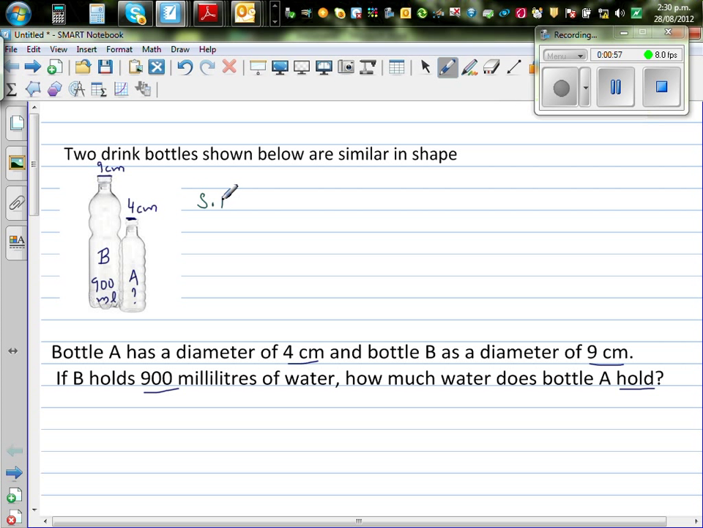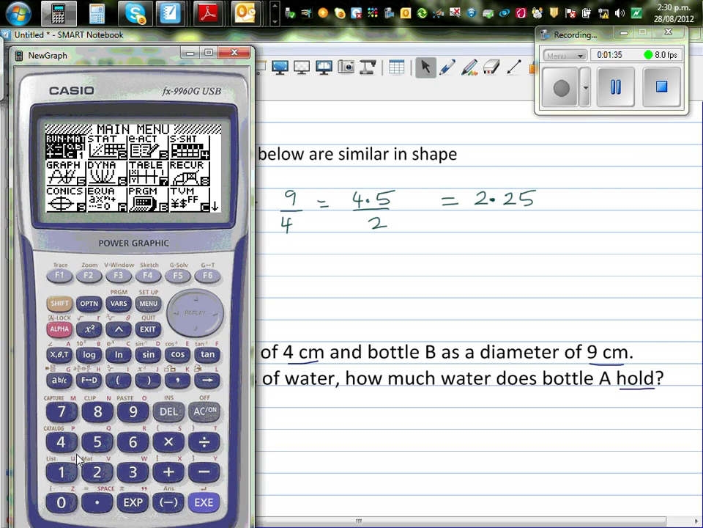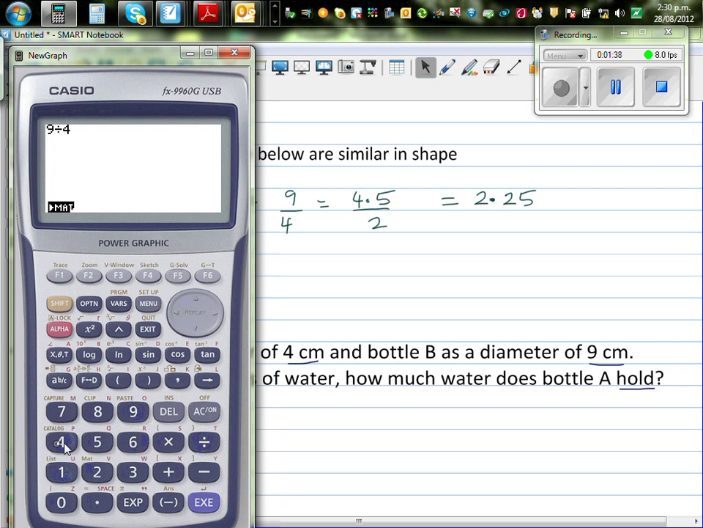So I'll write SF, scale factor, is equal to... it's always good, you can find the scale factor of bottle B with respect to A. So this is 9 over 4. The scale factor is 9 over 4. I don't want to use a calculator, so this is 4.5 divided by 2, which is 2.25. So the scale factor is 2.25. If you want to use a calculator, it is menu, run, 9 divided by 4, which is 2.25.